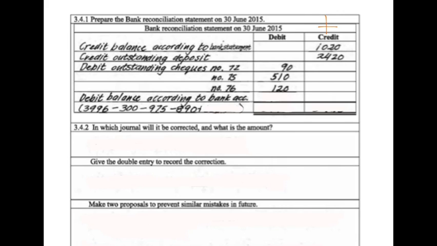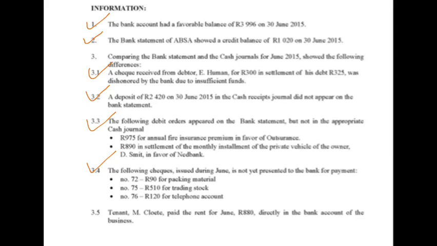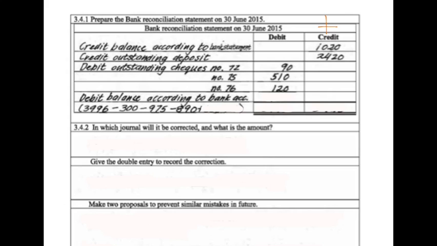So lastly, 3.5, there's a tenant M. Kluter who paid the rent for June, 880, directly into the bank account of the business. Therefore, directly into the bank account means it's on the bank statement, but not in our CRJ yet. So I put it into my CRJ, and therefore it will increase my bank account with 880 Rand.